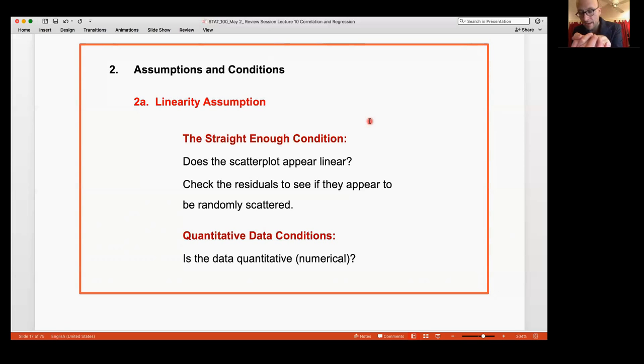And this is the same kind of problem or issue that we face when we talk about correlations or covariances. Those assume that we have measured a linear relationship. Well, we can check it out. We can eyeball it. Does the scatter plot appear linear? We can check the residuals to see if they're randomly scattered around the data.